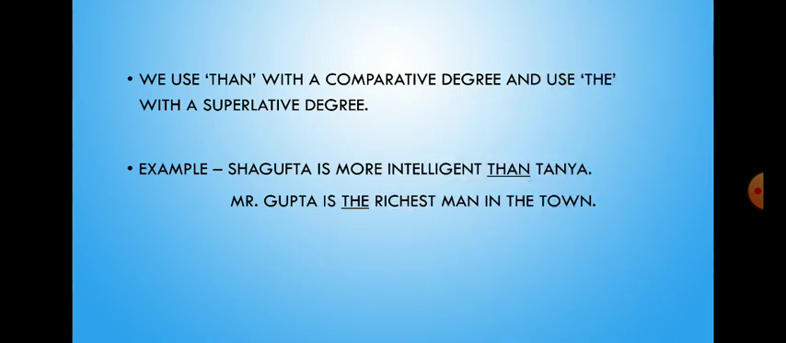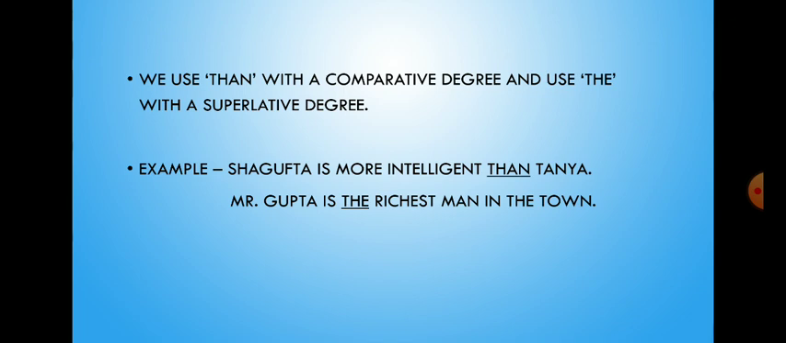The most important thing is we use than with a comparative degree and use the with a superlative degree. For example, Shagufta is more intelligent than Tanya. Here, more intelligent is a comparative degree of adjective, and to write the comparative degree of adjective, we always use the word than. Whenever we compare two objects, we always use than with the comparative degree of adjective.